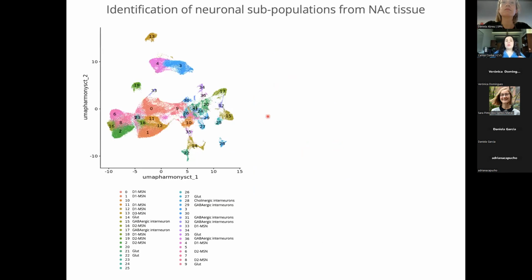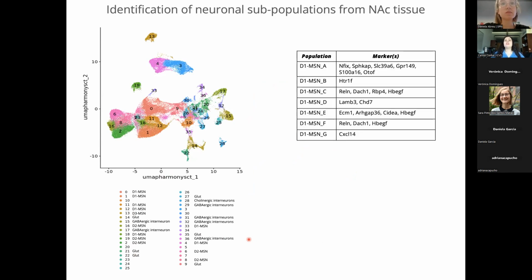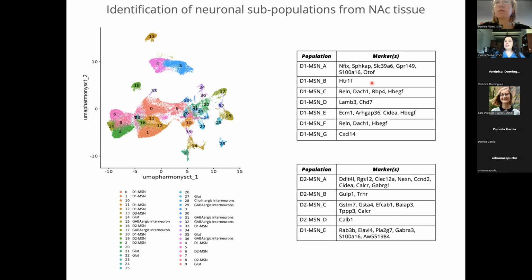In addition, we have looked closer at these neuronal clusters. And as you can appreciate throughout this list, we were able to identify some of them as different clusters being either D1 positive or D2 positive. We found 7 clusters that are D1 positive and 5 clusters that are D2 positive. And using literature data, we were able to find specific transcripts or genes that can segregate these subpopulations. This is true for both D1 and D2.